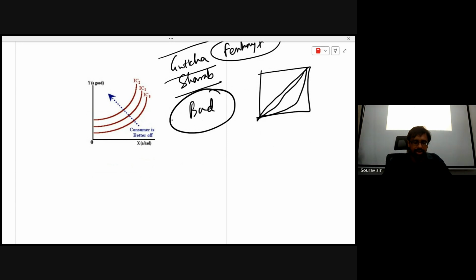So the thing is that he prefers more of good. So we cannot say that all the points on the indifference curve are same level of utility. Okay, so less of x, more of y gives you more utility. Yes or no? Less of X and more of Y, yeah, gives you more utility. Y is a good and x is a bad. Okay.